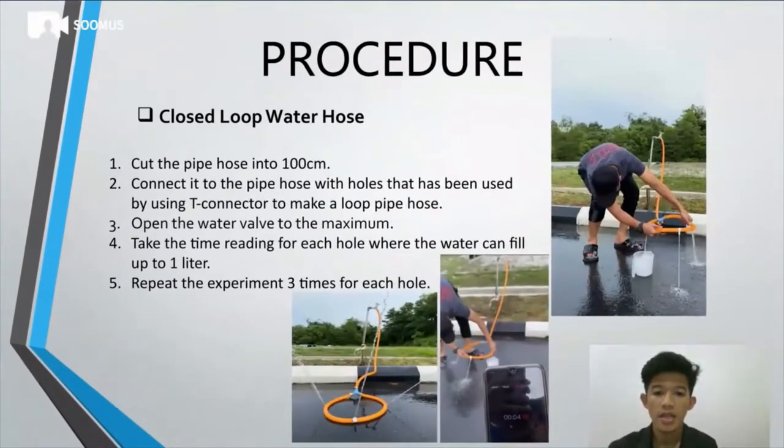And for the last task, closed loop water hose. First, we cut the pipe hose into 100 centimeters, and then we connect it to the pipe hose with holes that has been used by using a T connector to make a loop pipe hose. Next, open the water valve to the maximum and we take the time reading for each hole where the water can fill up to 1 liter. And then we repeat the experiment 3 times for each hole.